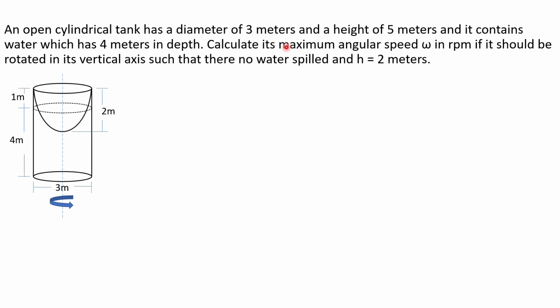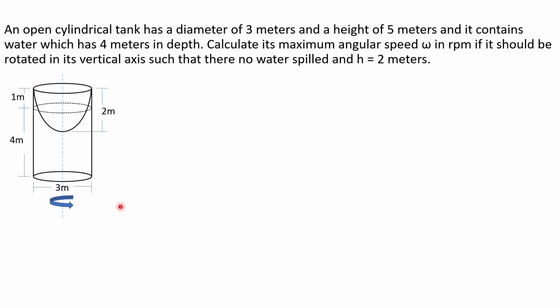Let's start. An open cylindrical tank has a diameter of 3 meters and a height of 5 meters, and it contains water which has 4 meters in depth. Calculate its maximum angular speed in RPM if it should be rotated in its vertical axis such that there is no water spilled and h is equal to 2 meters.